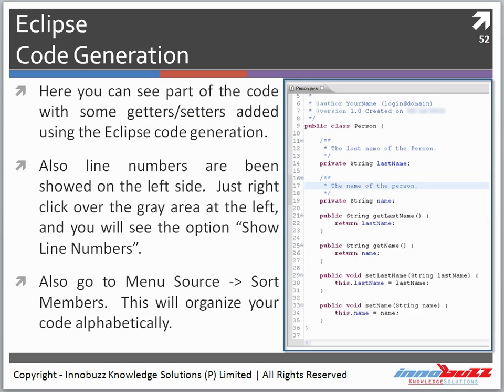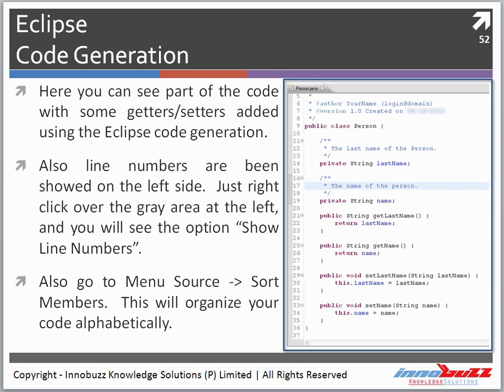Here you can see how the Person class will look with the two attributes and the getter and setter methods. Also, as an additional addition, now the Eclipse editor shows the line numbers. Just right click over the gray left bar and you will see the Show Line Numbers option.